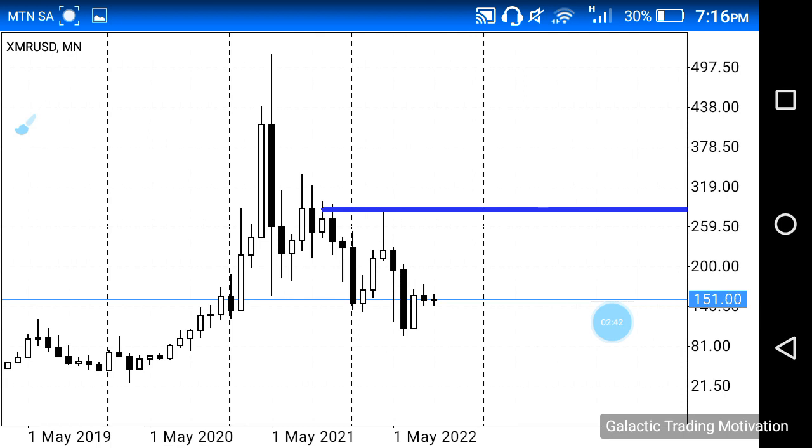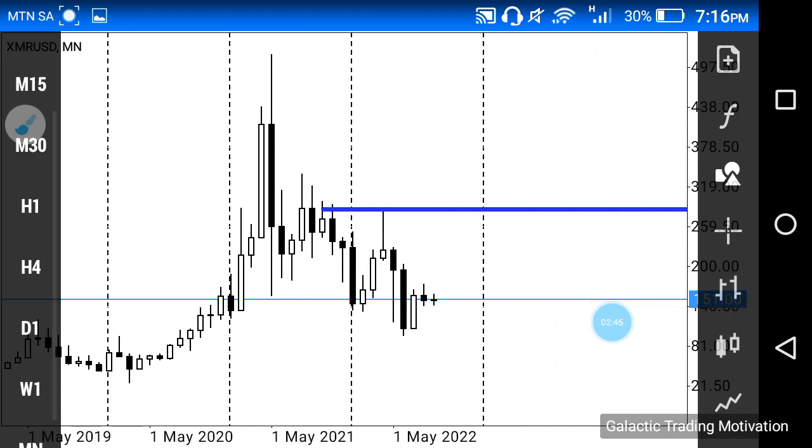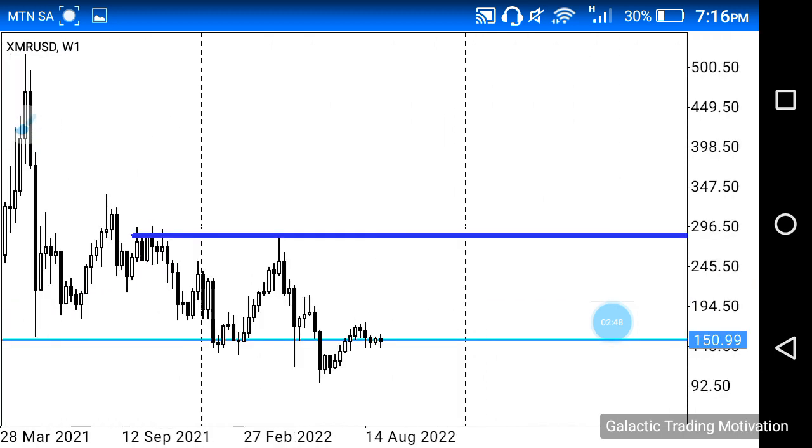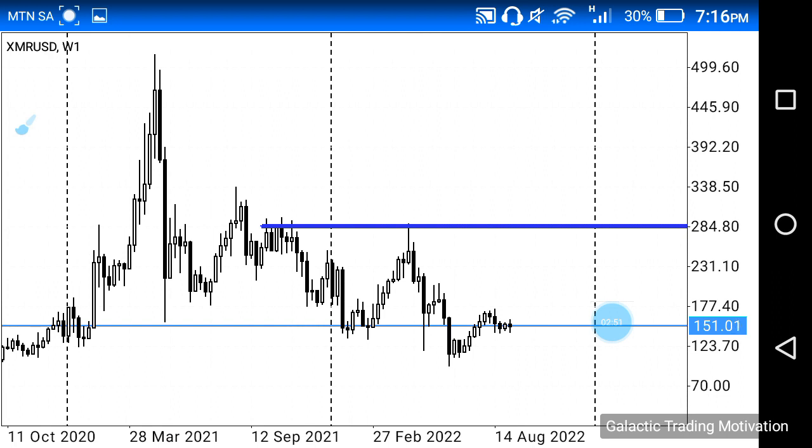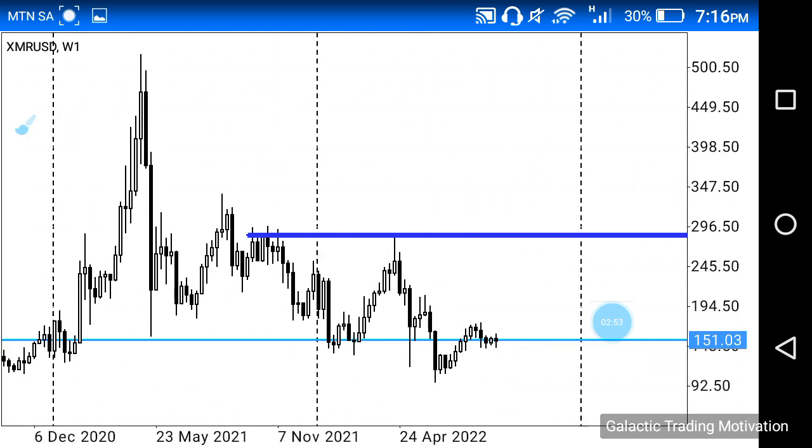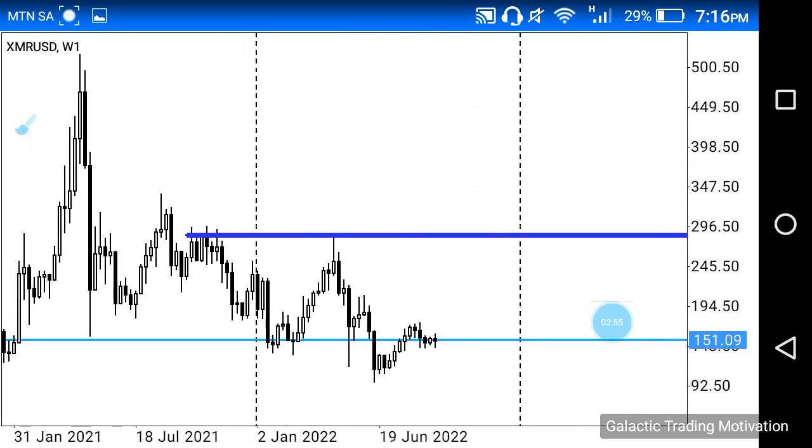Anyway, let's proceed. So what else do we see? I don't see much at this point in time. What I will do is head down to the weekly chart. So here we are on the weekly chart of Monero. So what do we see on this chart, which is the weekly chart of Monero?